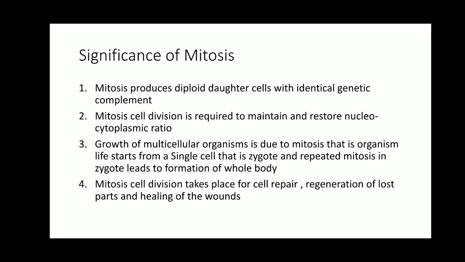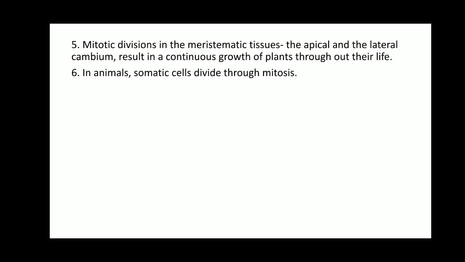Mitotic divisions will take place in meristematic tissues. In case of plants, there is a continuous growth through the meristematic cells, and therefore this continuous growth is brought about by the meristematic tissues that are present in the apical and the lateral cambium, as well as result in a continuous growth of plants throughout their life.